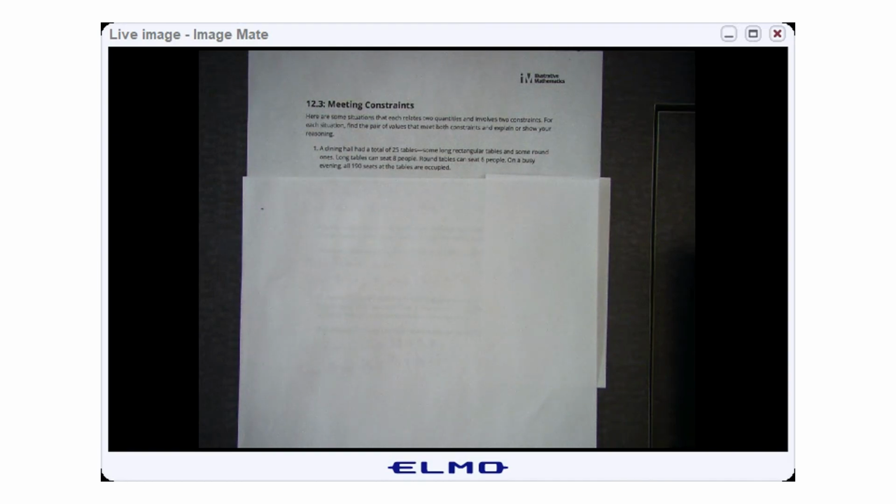All right, guys. So today we're going to be working on 12.3. So 12.3 is called meeting constraints. It says here's some situations that each relates to quantities, involves two constraints. For each situation, find the pair of values that meet both constraints and explain or show your reasoning.